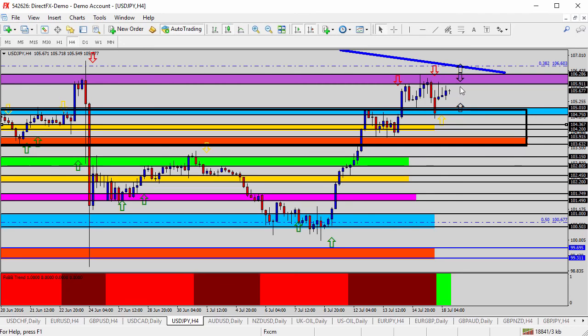We need it to likely either dip to the blue zone to give us a buy, break above the purple shaded area to give us a buy, or at least if we're going to see a reversal, break back underneath the 105 level for the US yen this week.